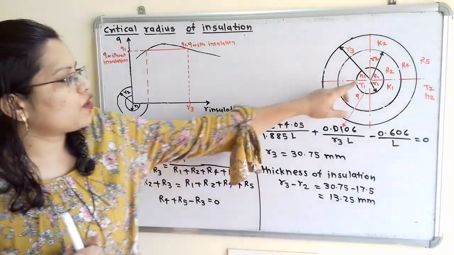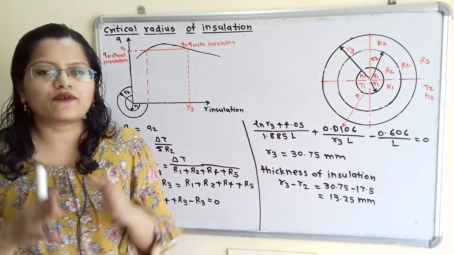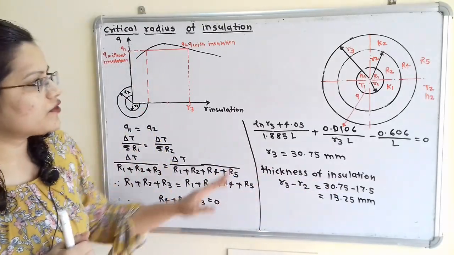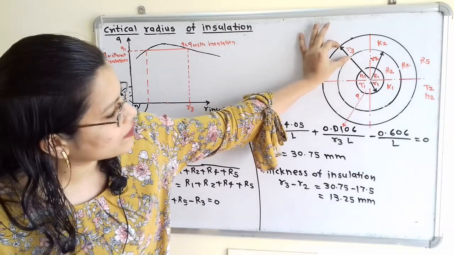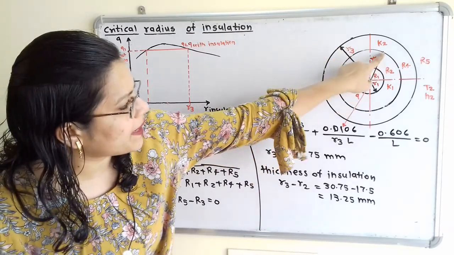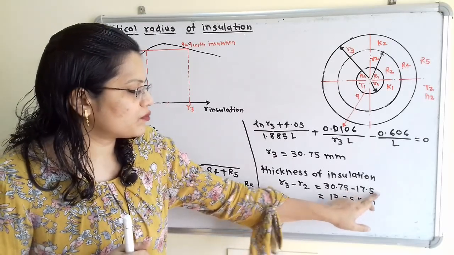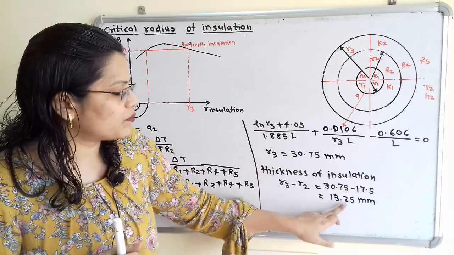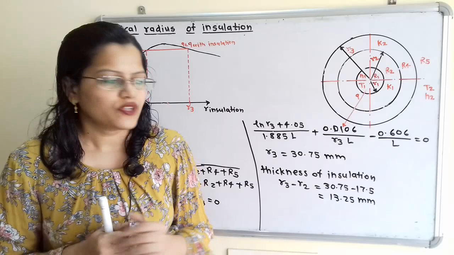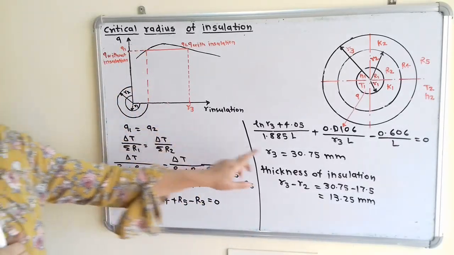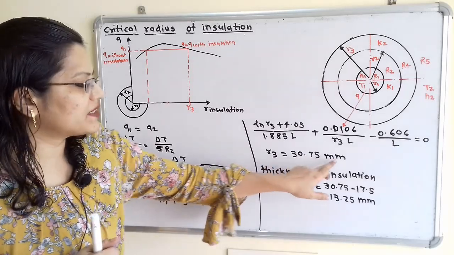So this is the value of R3, but the question is: what is the thickness of insulation? The thickness of insulation is R3 minus R2. So 30.75 minus 17.5 is equal to 13.25 millimeter. From this diagram we can say that R3 is equal to 30.75 millimeter.